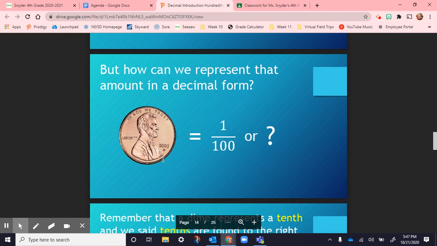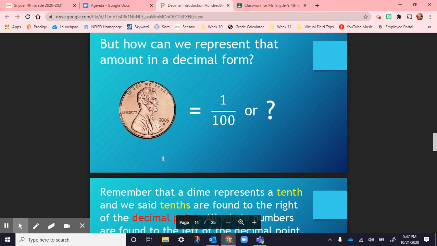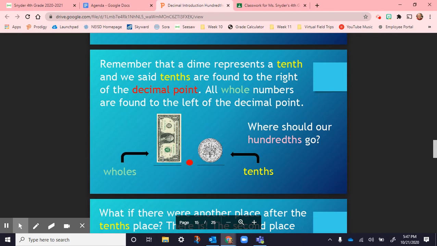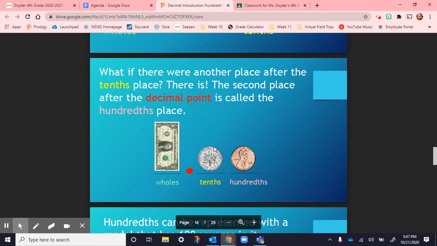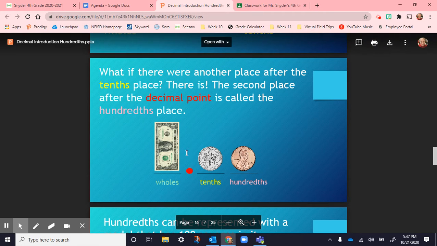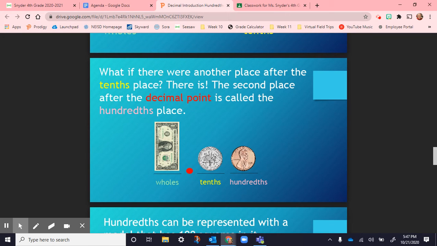So we want to write that now as a decimal, and that's where we get introduced to the next door neighbor. Here we've got our wholes, our decimal point, our tenths. Our hundredths are going to go right next door. I like this representation. We put this in our notebook. 1 whole, think of it as $1. The tenths goes right here, and the hundredths goes right here.